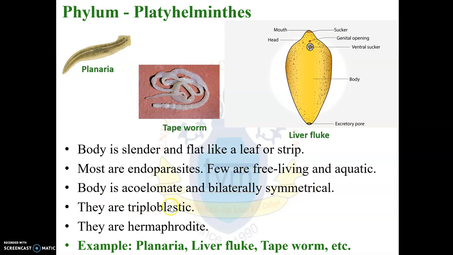They are triploblastic, means they have three germ layers, endoderm, ectoderm as well as mesoderm. They are hermaphrodite, that is, male and female reproductive systems are present in the same animal body. The examples are planaria, liver fluke, tapeworm, which are shown over here.